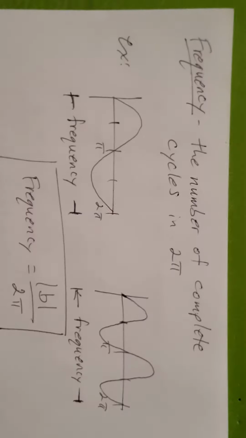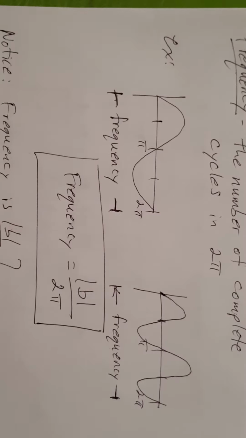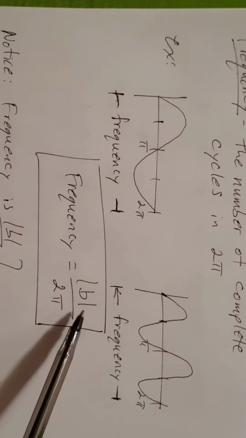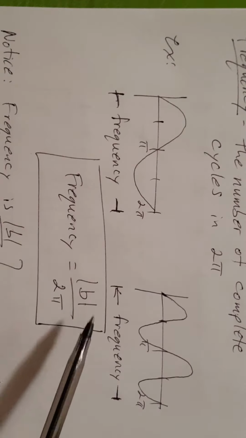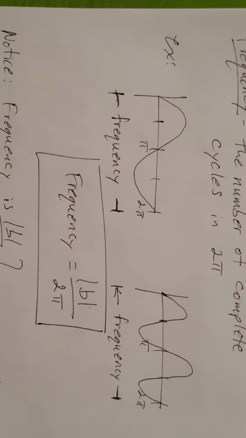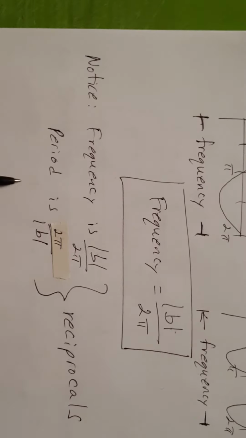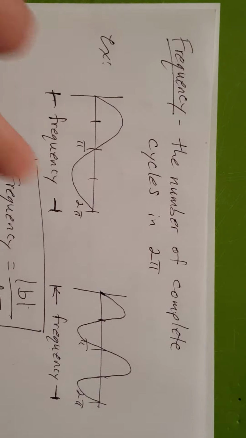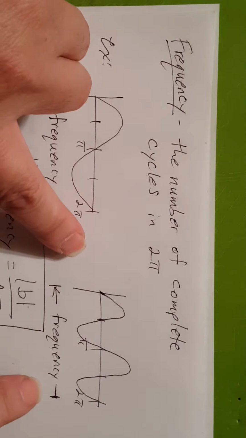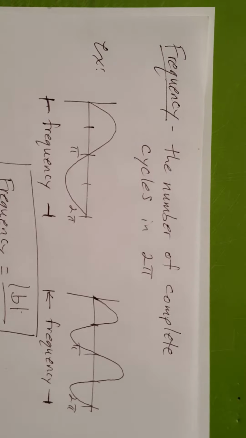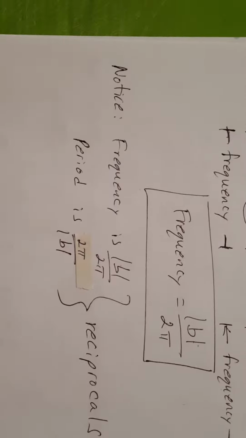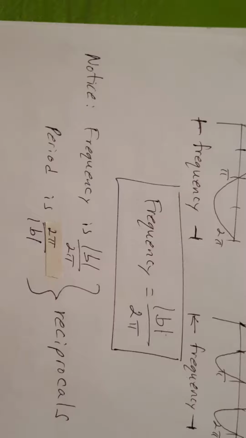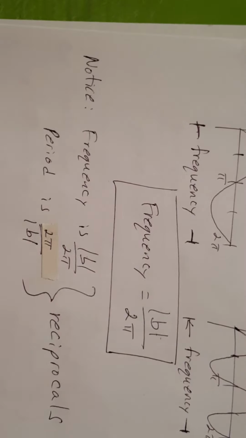How do you find the frequency from a function? Well, it's the other way around. It's the absolute value of b over 2 pi. Notice that the frequency and the period are reciprocals of each other, which makes sense. Let me show you in an example. I'm going to put them all together in an example, so I'm not going to do this separately. You will see how frequency and period are in fact reciprocals of each other.